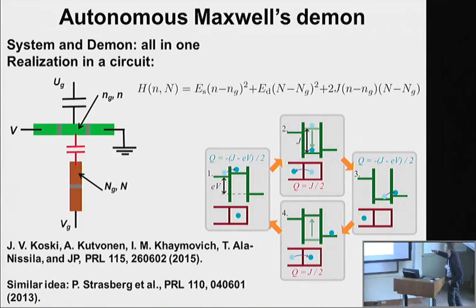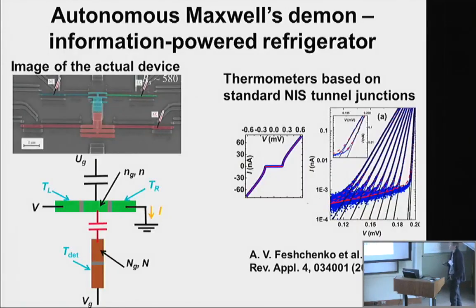and at each transition, if it works ideally, you extract heat from the bath, whereas in the demon itself, of course, there are dissipative transitions. And all this is mediated by the capacitive interaction, so the Coulomb interaction between the two systems, given by this coupling term here, determined by the capacitances in the system.